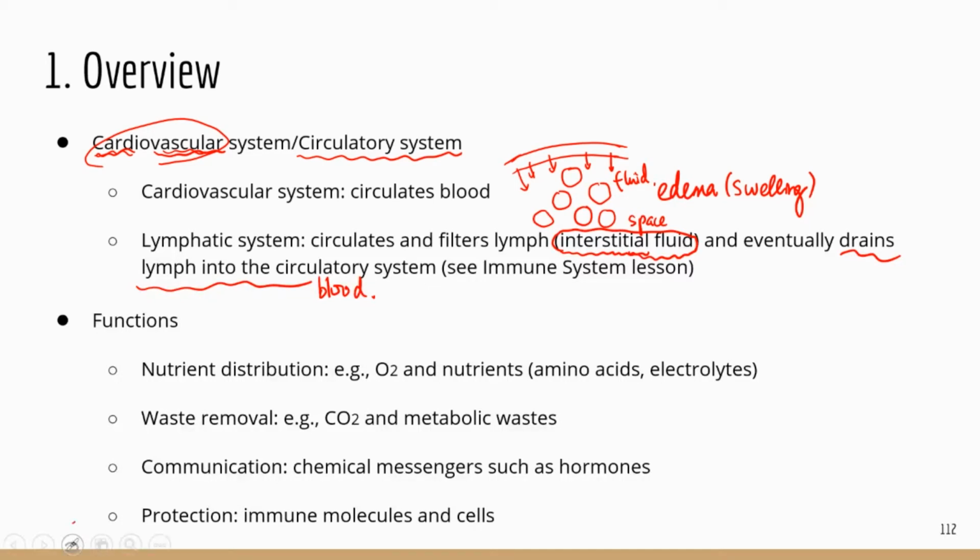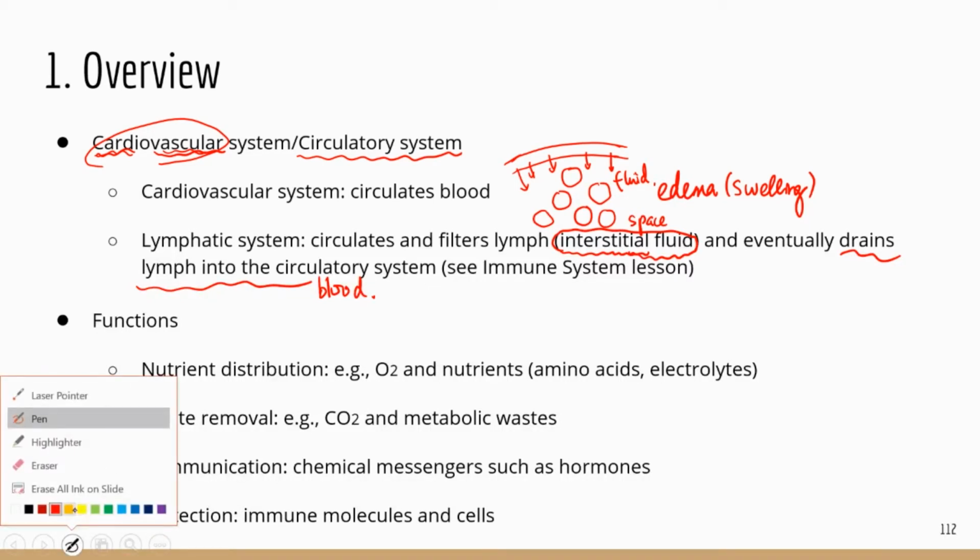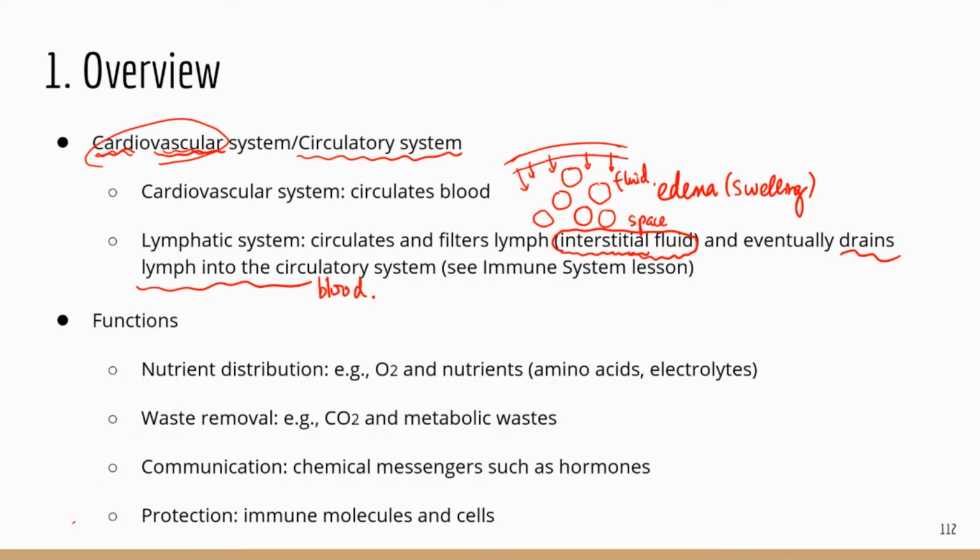I'm going to use a different color. I'm going to use this yellow color to draw the lymphatic vessels. Just like the capillaries, there are these small lymphatic vessels going through the tissues. The lymphatic vessel is a little bit different. The end is more open, so it can pick up the excessive fluid from the interstitial space. And once the interstitial fluid goes into the lymphatic vessels, it becomes lymph. Usually lymph has a light yellow color.